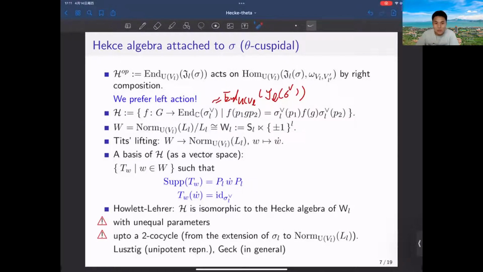For the unipotent representation, actually Lusztig showed that the 2-cocycle is trivial, and in the general case, Geck gave a proof for the triviality of this 2-cocycle. But anyway, this 2-cocycle is not obvious, and it is due to the fact that usually you won't be able to extend sigma_L to the whole normalizer.